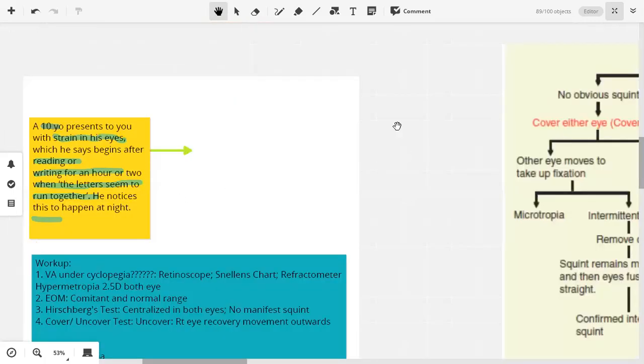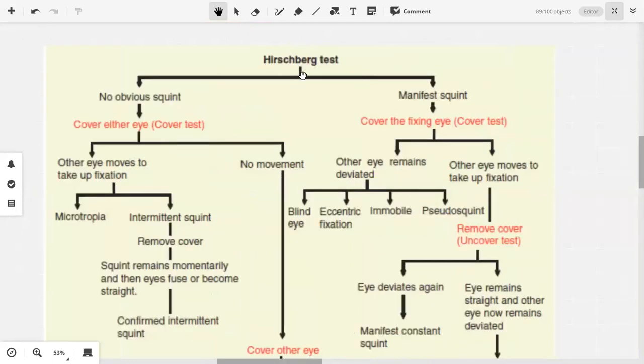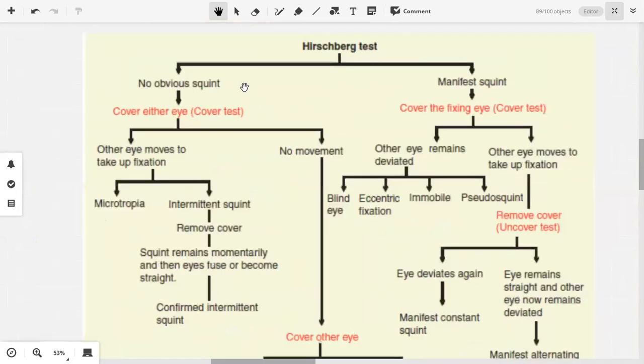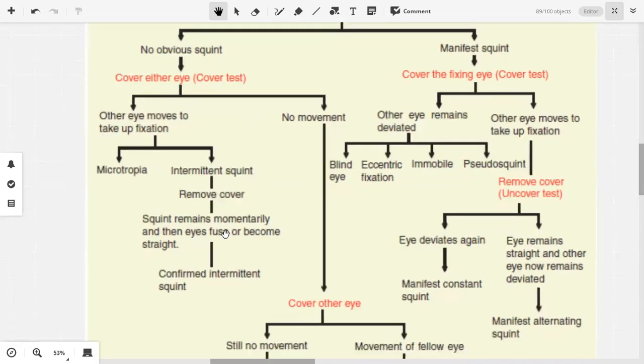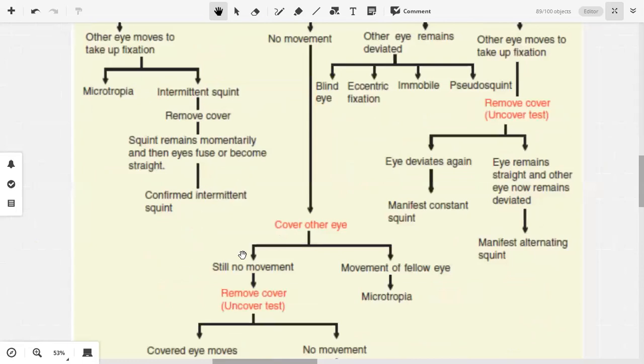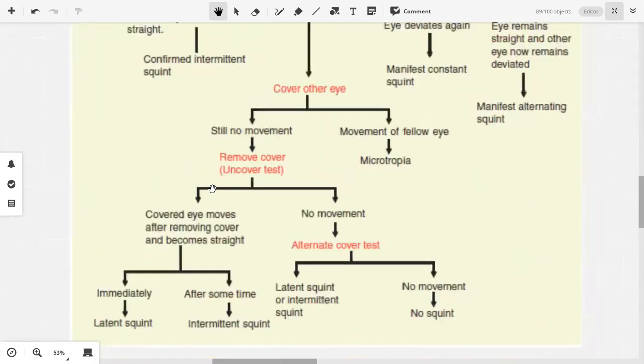So let's visit this flowchart again, because in Hirschberg's test if there is no obvious squint, then we do not follow this path, we follow this path, right? As we saw in the video, we can cover either eye. When one eye is covered, the other eye will either move or not move. We said that if it moves, it means that there is a tropia which we were not able to pick up on the Hirschberg's test. If it does not move, then we uncover the eye we had covered. If there is no movement on uncovering, then we move to the other eye and repeat this whole process. By doing so, we can detect phorias as well.